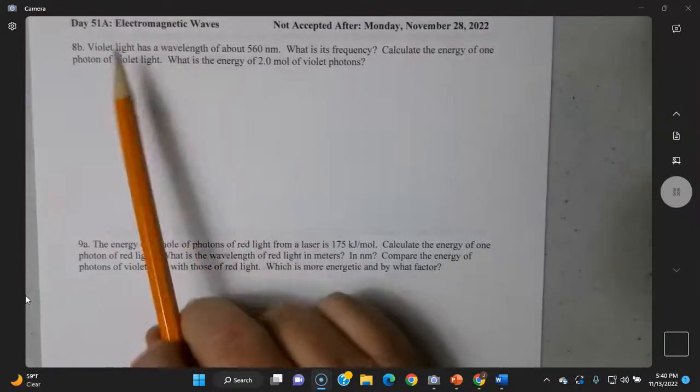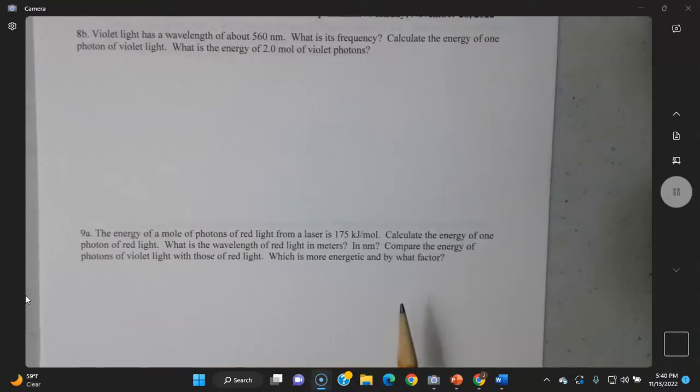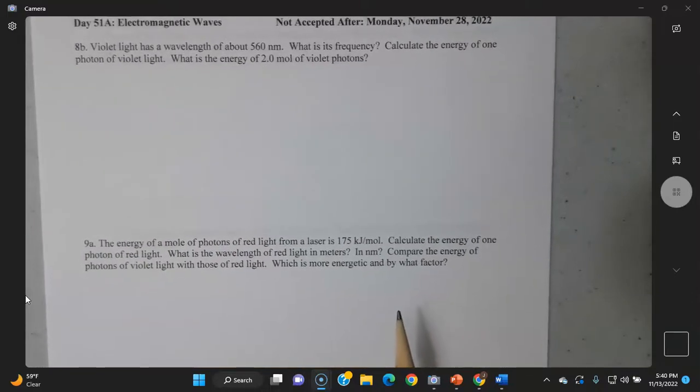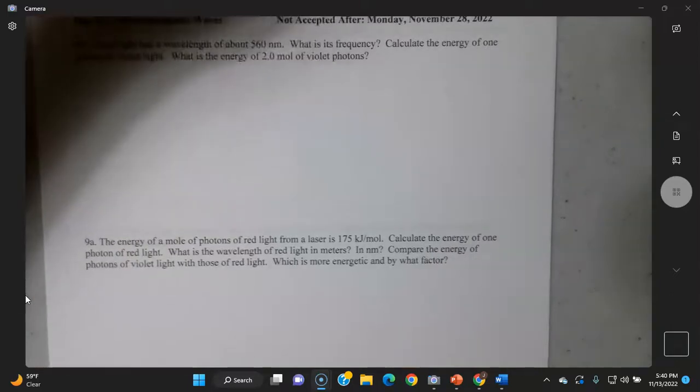Now I kind of lied here. I said violet. I didn't change the color, but I changed the number. Violet has a very specific wavelength, and I just went ahead. It doesn't matter. We're practicing working the problems here.